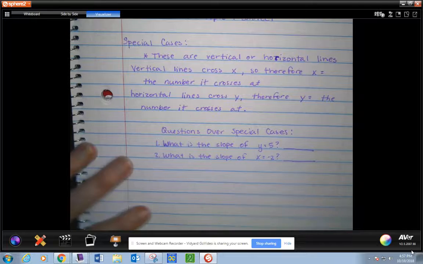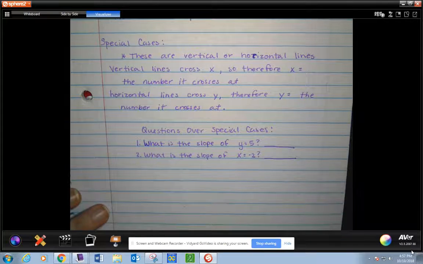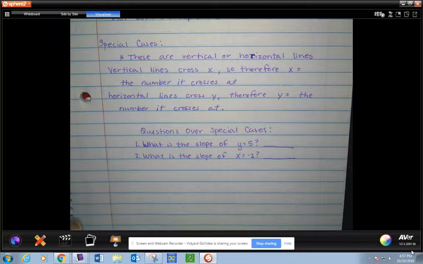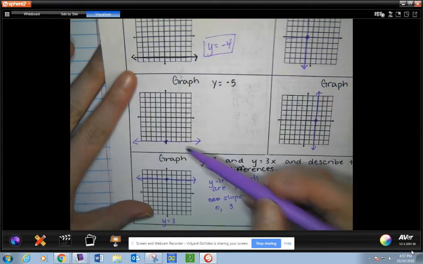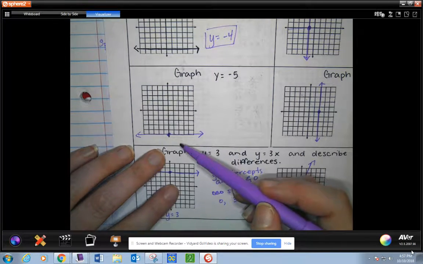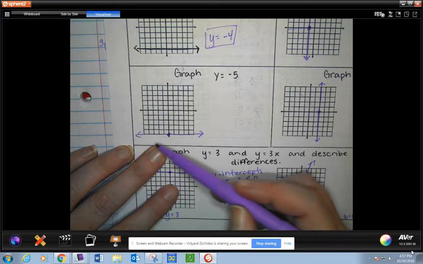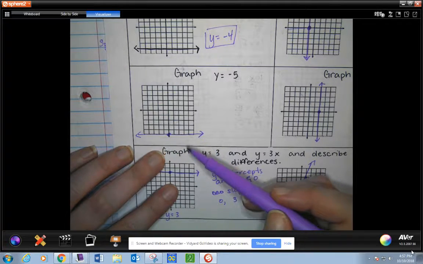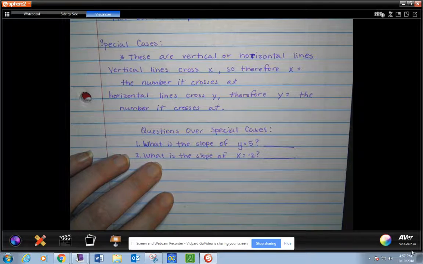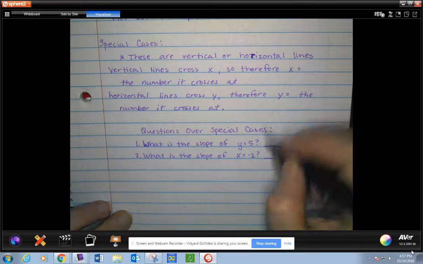Okay, so now if you'll come back to your journal, it asks you these two questions. What is the slope of y equals 5? Well, here's what I'm going to do to help you out. I have a question very similar to y equals 5. I have y equals negative 5. I just want to know what the slope of that line is. Since the line is going straight across, this is a slope of 0.